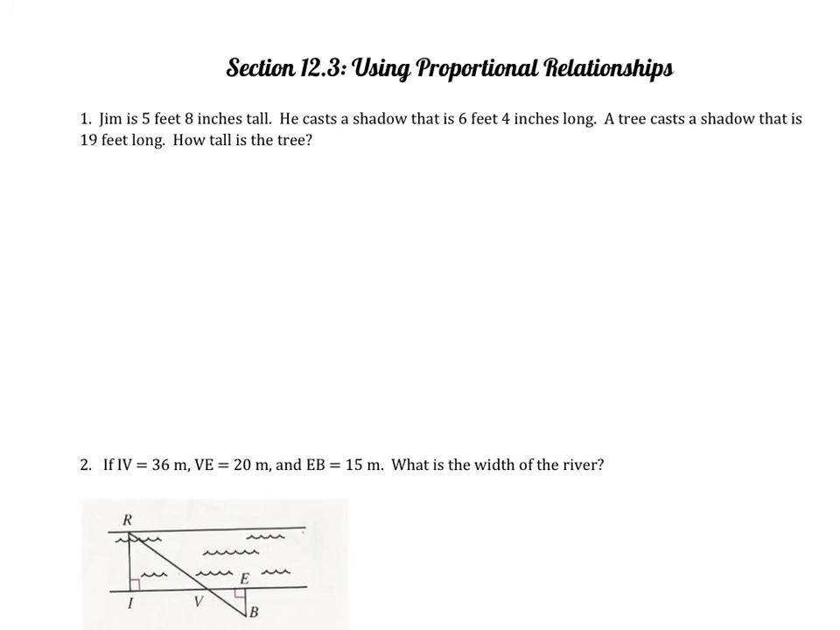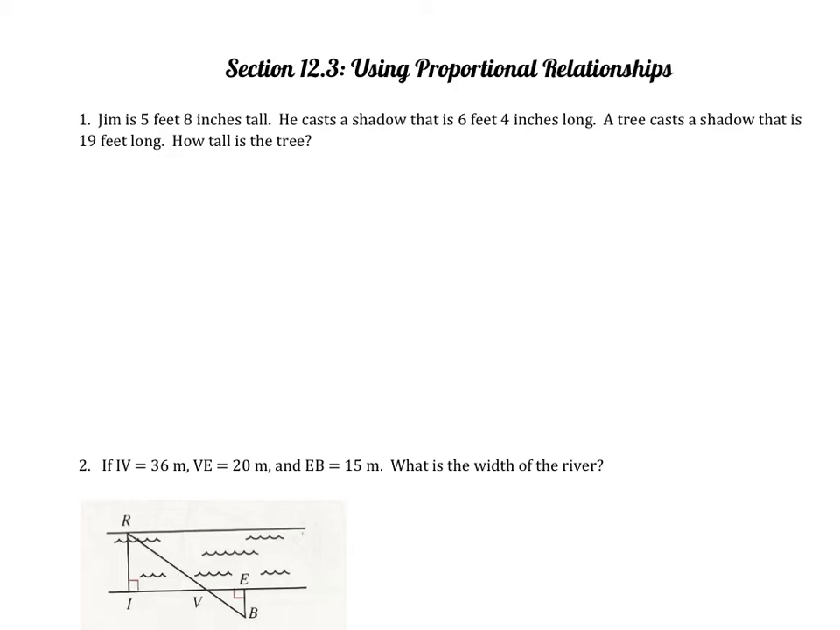So for these, the key is going to be to be able to sketch out a picture. So we do need to kind of interpret what's going on and make sure we can draw an accurate figure for what's happening. So for number one, Jim is 5 feet 8 inches tall. He casts a shadow that is 6 feet 4 inches long. A tree casts a shadow that is 19 feet long. How tall is the tree?